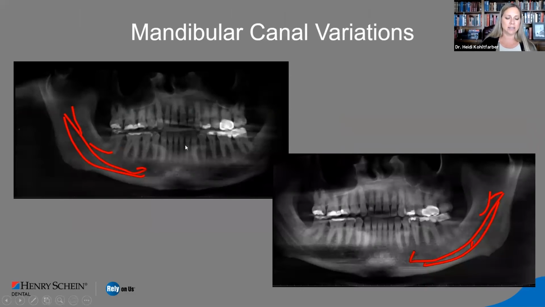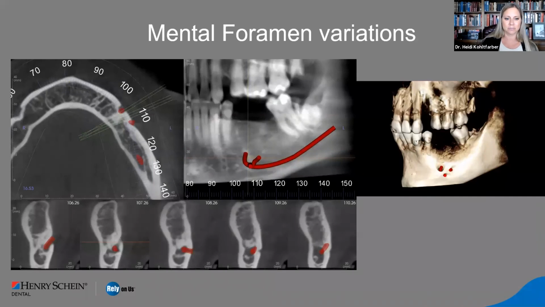This was a case I did just a couple of weeks ago. And look at this canal. You actually have two separate canals on each side. There's anastomosis between the canals. We have anterior loops. Again, the canal can do whatever it wants. Many times it hasn't read our textbook. Definitely would want to know this is going on before trying to place implants.